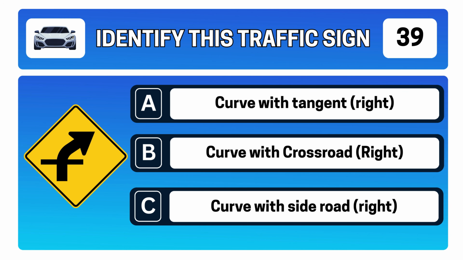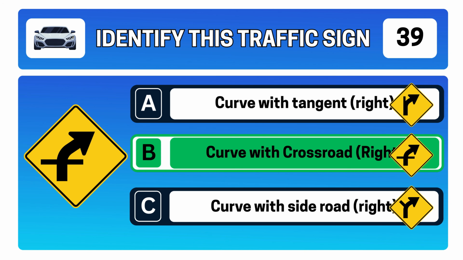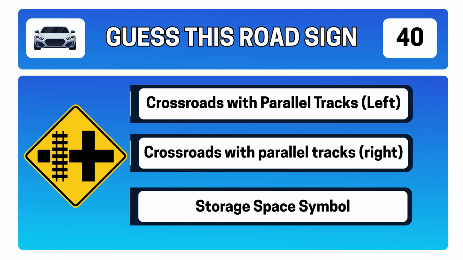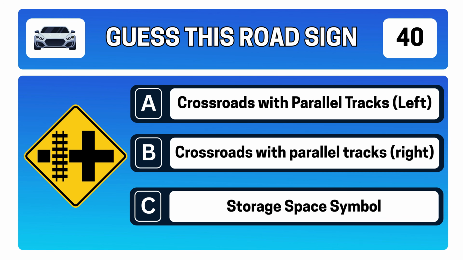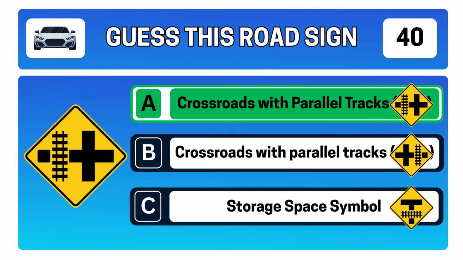Identify this traffic sign. Well spotted! This sign warns of a crossroad on a right curve. Guess this road sign. Nicely recognized. This sign warns of parallel tracks on crossroads on the left.